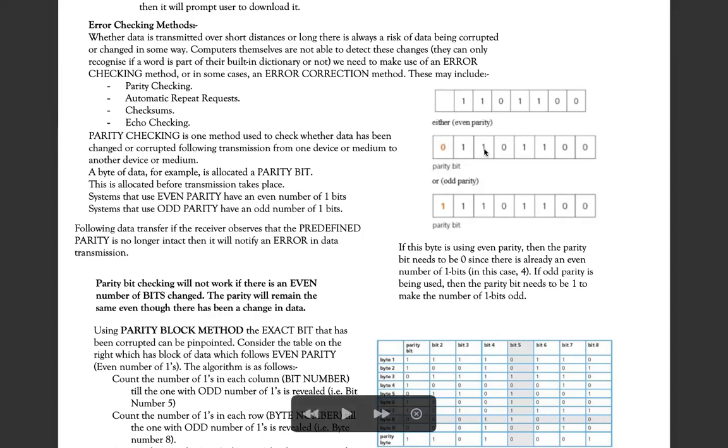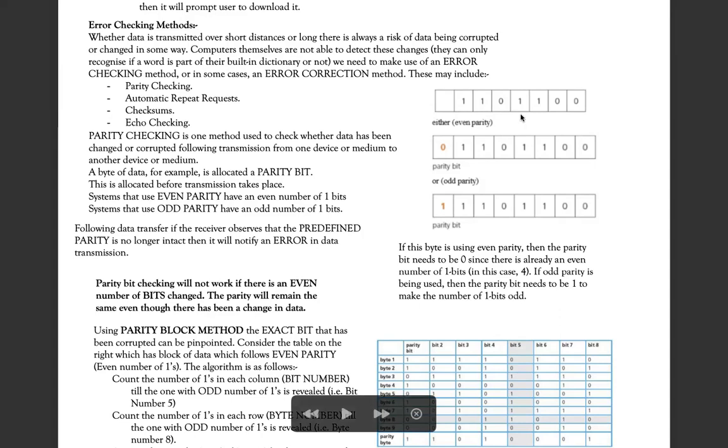Now, this is the overall principle of what parity checking involves. Parity is predefined; sender and receiver send and receive data according to that parity. Parity means the total number of ones in the byte that I'm sending. Even parity means the total number of ones in that one byte is even. Odd parity means that the total number of ones in that byte is odd.